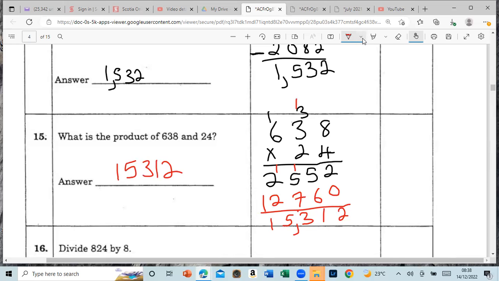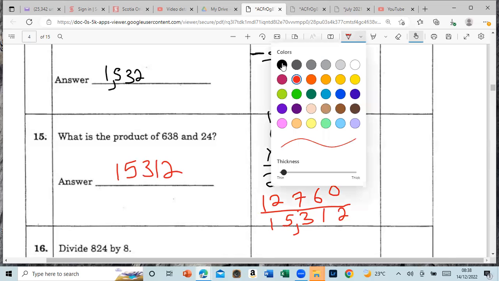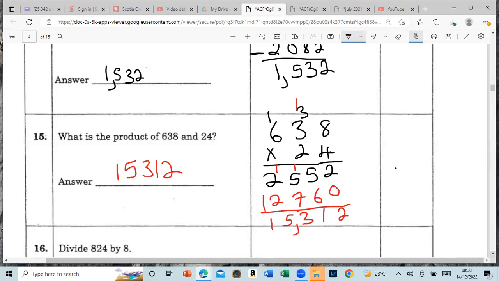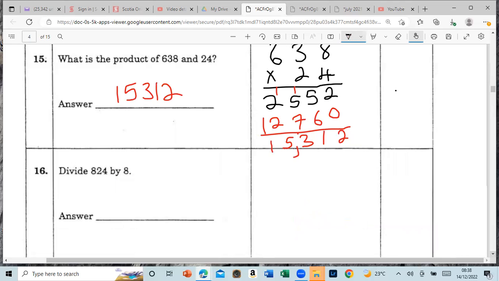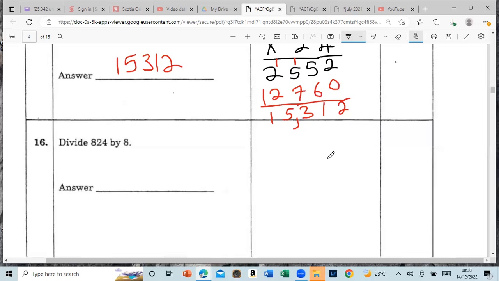Alright, so far so good. We're at number 15. Let us proceed. So it says divide 824 by 8. Alright, let's go. We're gonna do it the long division way, but this can be easily misunderstood. Some student might say 8 into 8, 1, 8 into 24, 3, and get 13. No. Alright, actually, let's do it step by step.